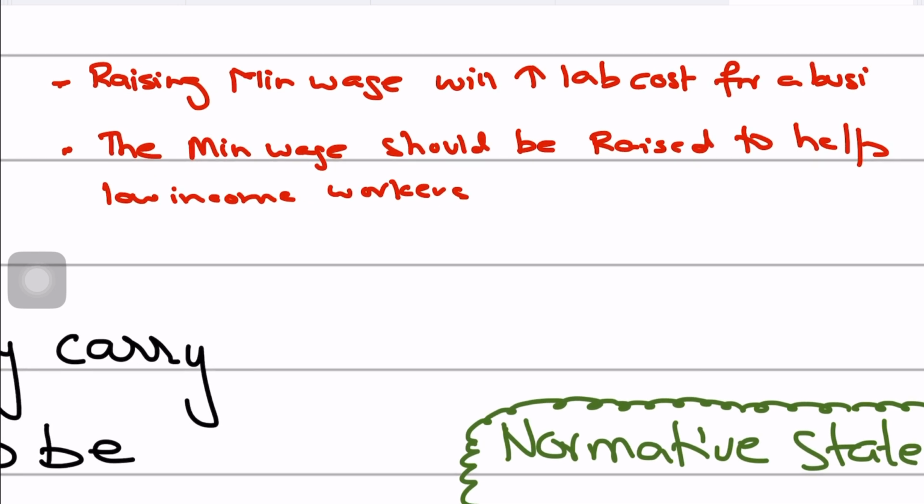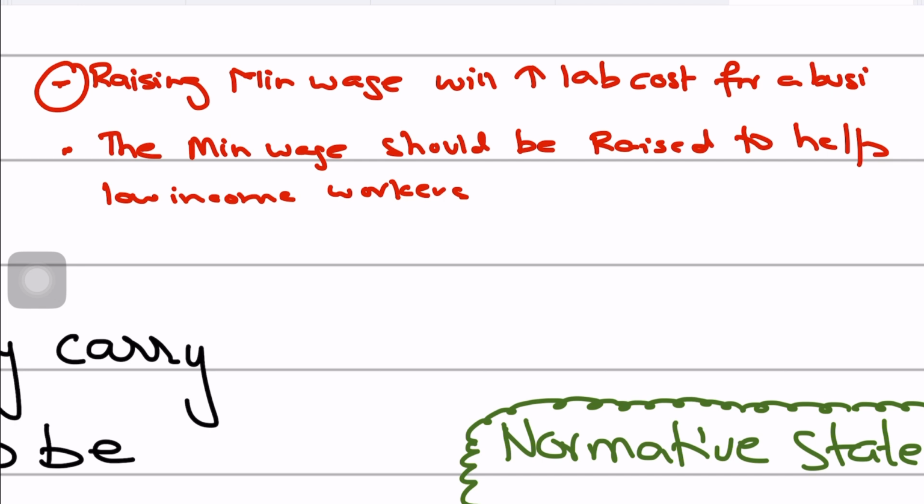And so again, raising the minimum wage will increase the labor cost for business is a positive statement. Why? Because this is testable. You can test whether increasing the minimum wage will increase labor cost for the business or not. You'll find this is a factual statement. It can be analyzed using data, right?